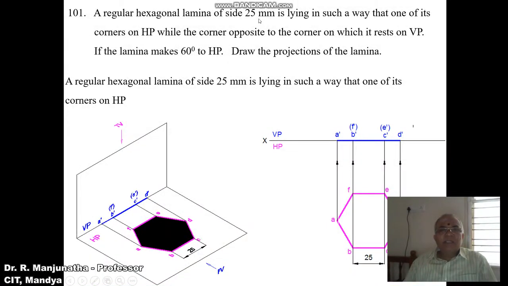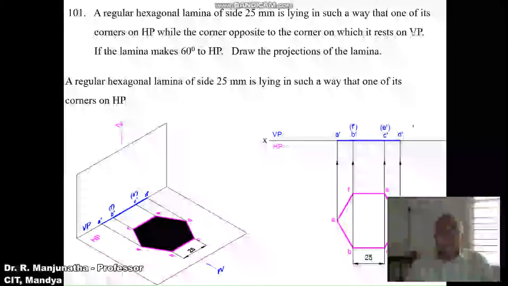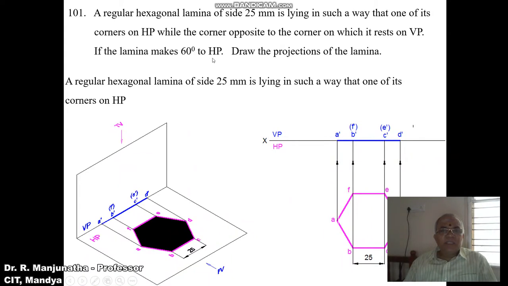A hexagonal lamina of sides 25 mm is lying in such a way that one of its corners is on HP, while the corner opposite to the corner on which it rests is on VP. If the lamina makes 60 degrees to HP, draw the projections of the lamina.